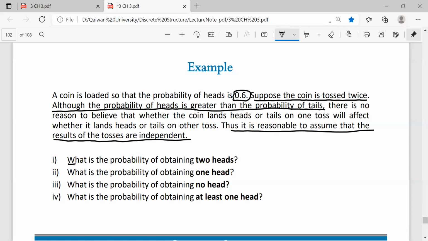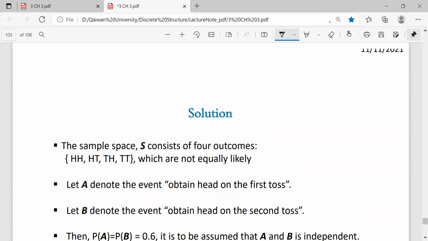It says, what's the probability of obtaining 2 heads? First, the most important thing here is to write down the sample space. What's the sample space in tossing a coin twice? Look, the sample space is either both heads, or the first one is head and the second is tail, or the first one is tail and the second is head, or both are tails. We have only these 4 elements in the sample space in tossing a coin twice.